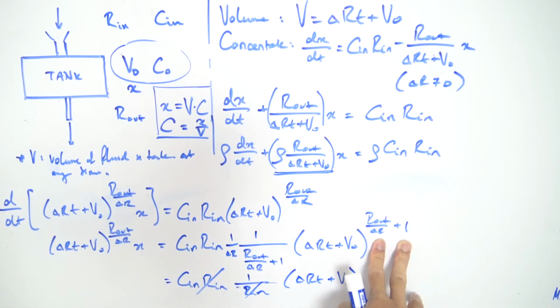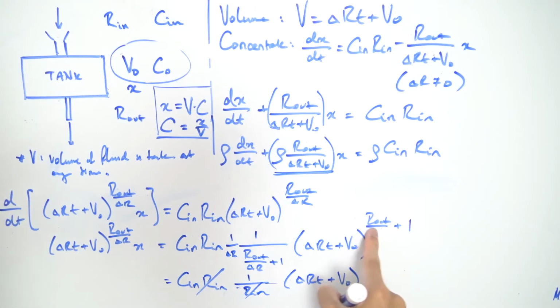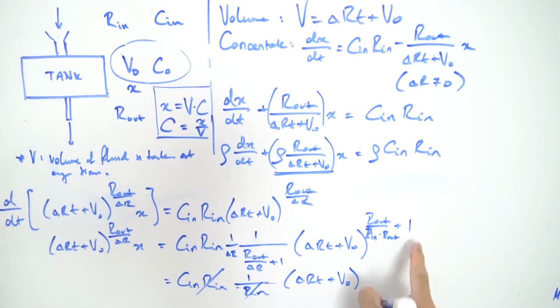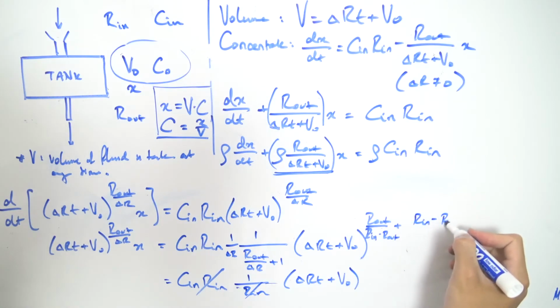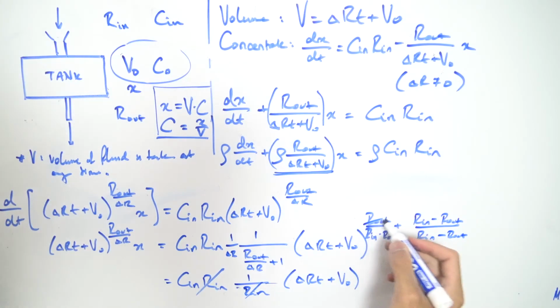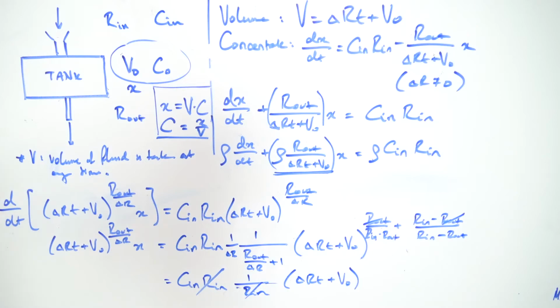And then over here, we can do some more simplifications, because notice we can replace delta r with r in minus r out. And let's try to combine these two terms together. So 1 is exactly r in minus r out divided by r in minus r out. And notice r out and minus r out will cancel each other out. And we're left with r in divided by, well, this thing over here is delta r. So we're left with r in divided by delta r. Alright, great. So now we have this left-hand side expression is equal to Cn times this junk over here.